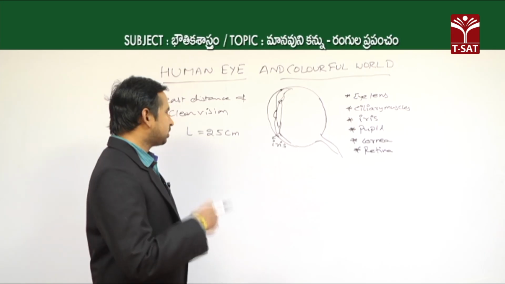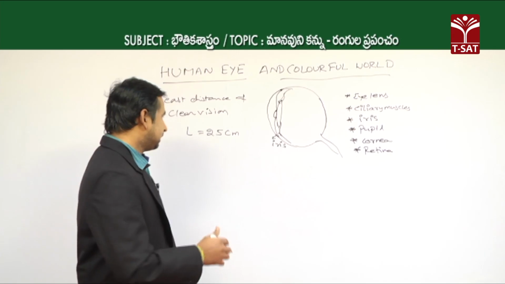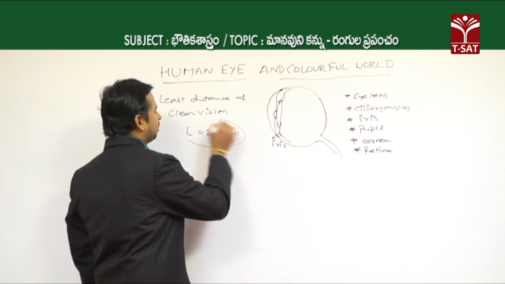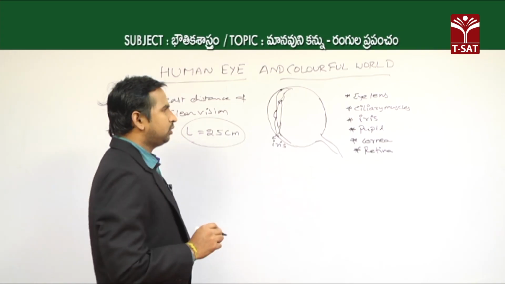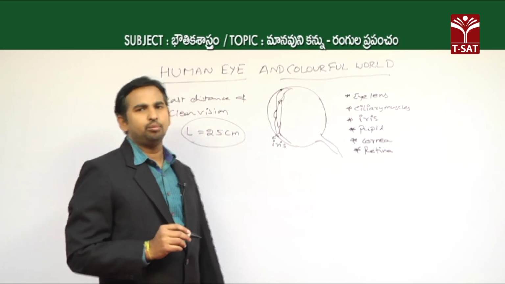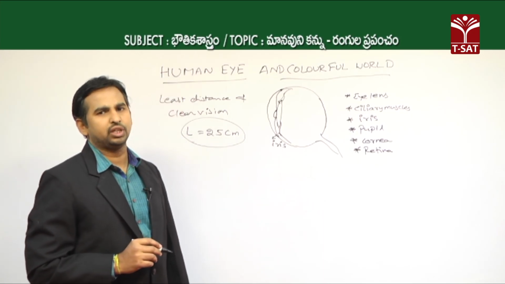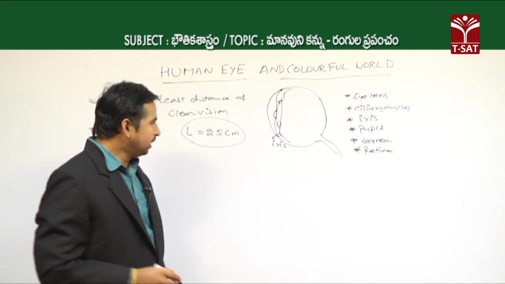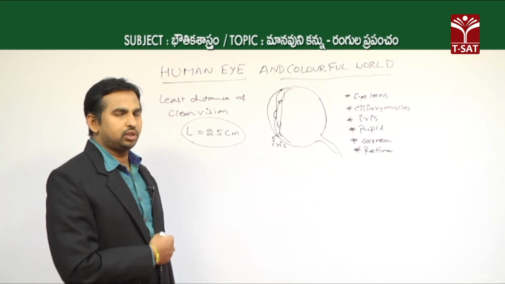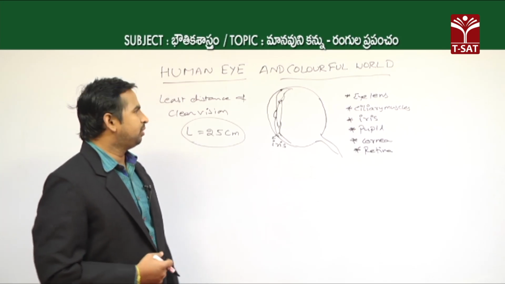So, in most cases for an average person, the least distance of clear vision, without straining the eyes, if you want to see the object very clearly, the minimum distance to be maintained is 25 centimeters, that is.